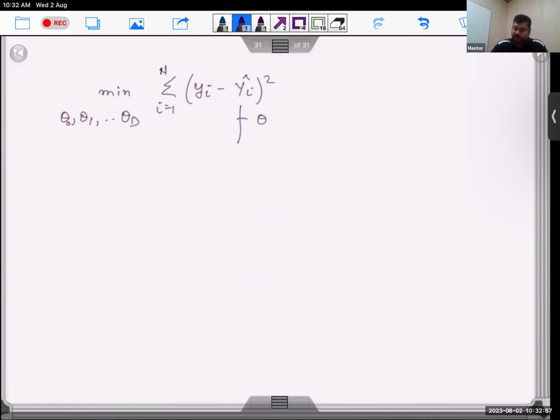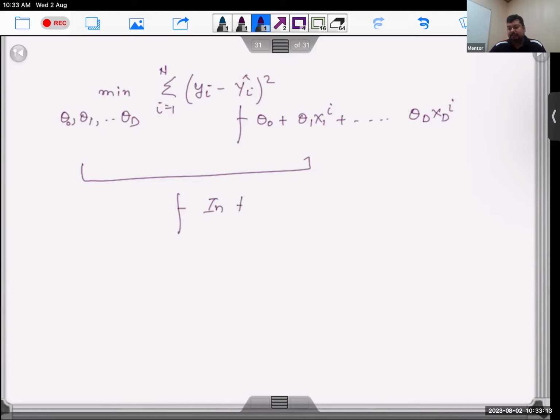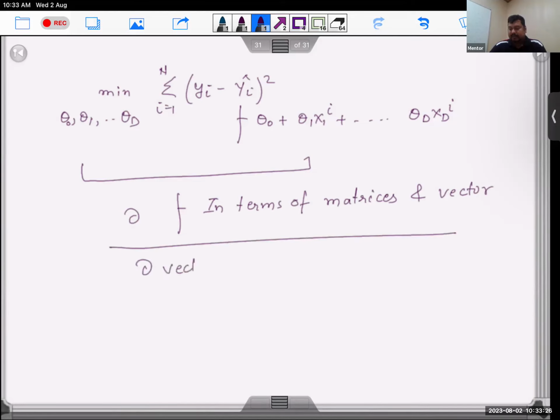Okay, where yi hat is this. What you can do is write this equation in terms of matrices and vectors, and then differentiate this equation with respect to the vector of thetas. This is called matrix differentials.